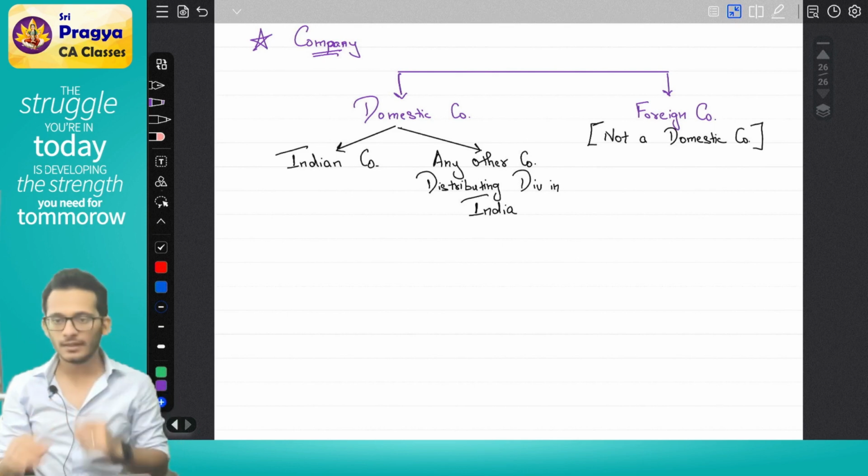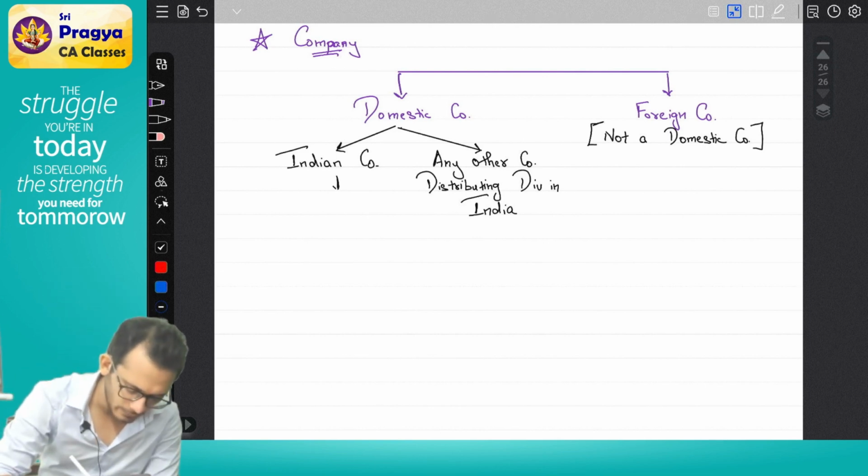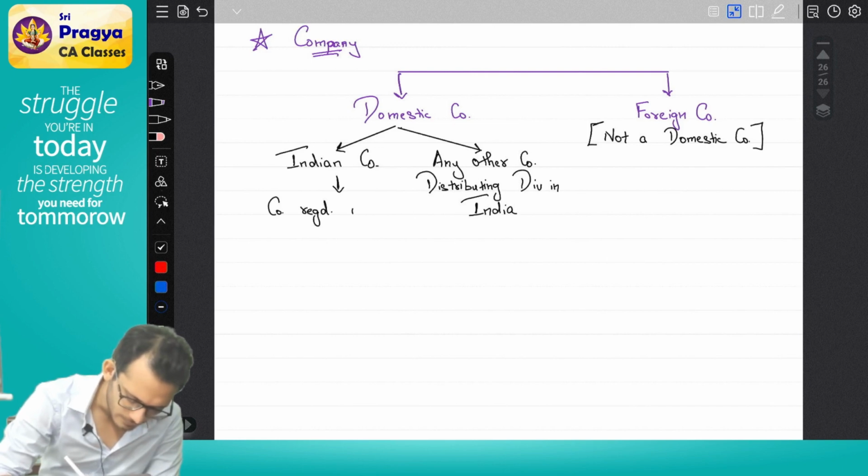Yes, yes. Now, Rahul, what is an Indian company? Indian company means a company registered under the Companies Act.